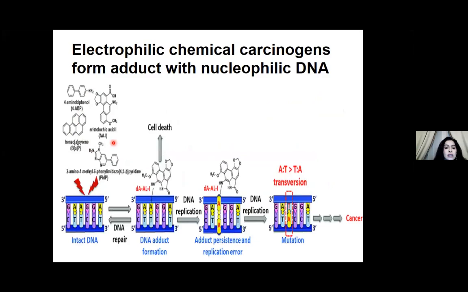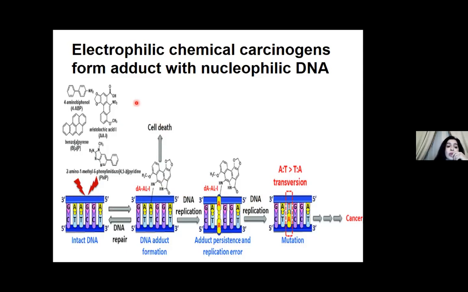Chemical carcinogens form covalent cross-linking with the DNA bases. Because DNA is nucleophilic, it has electrons, it has negative charges, and the chemical carcinogen is electrophilic, which lacks electrons. So DNA forms adducts with these chemical carcinogens, leading to mutation, and this mutation can be passed on with DNA replication.